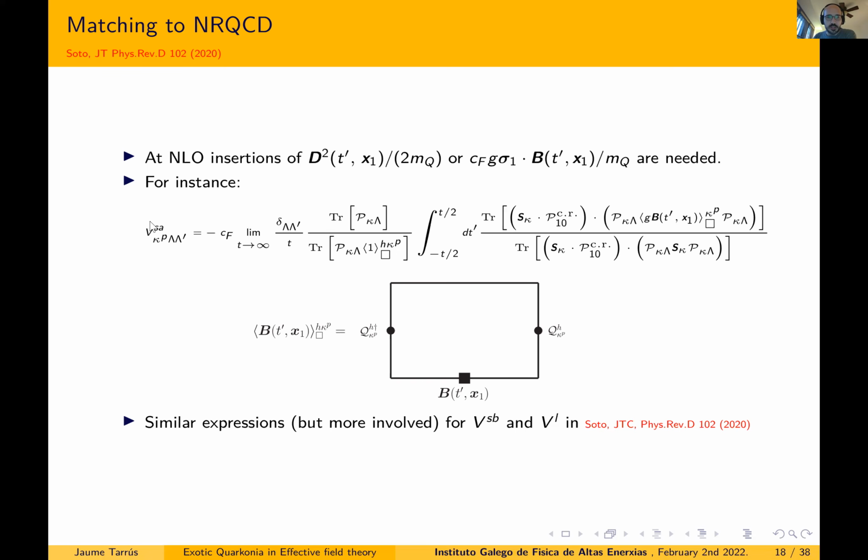So, for instance, the first of the operators I show you is given by this matching expression here, which is a bit cumbersome, but basically depends on this correlator here, which corresponds to this Wilson loop, which in addition to the light quark operators that I showed you before, also includes now this B field in the temporal side. So this comes from the insertion of this term here in the propagation of the heavy quarks. And well, we also have expressions for the other potentials, but this is a bit more involved than this one. And if you are interested, you can find them in the paper.